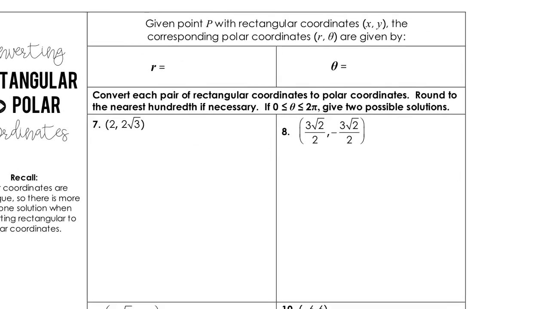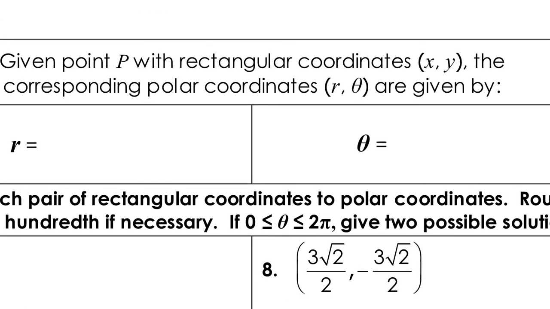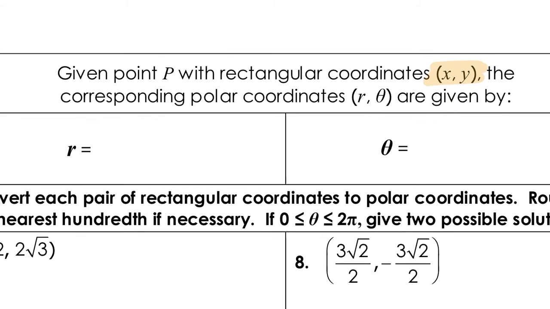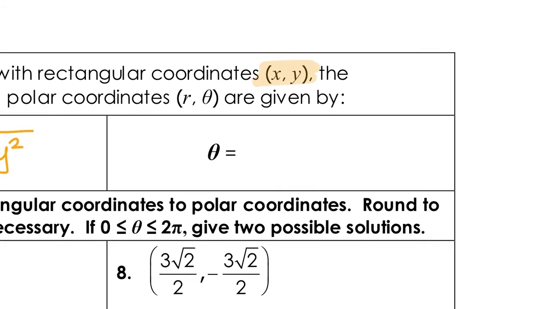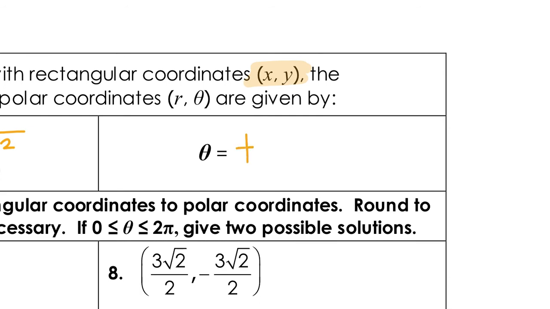So here, if they give you x, y, so what we're normally used to seeing, and they want you to convert it into polar, you need to know how to find r and how to find theta. r is going to be equal to the square root of x squared plus y squared. Theta, because it is an angle, we're going to have to use some trig here. Theta is going to be equal to the tan inverse of y over x.